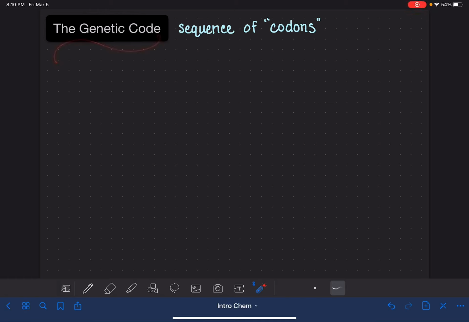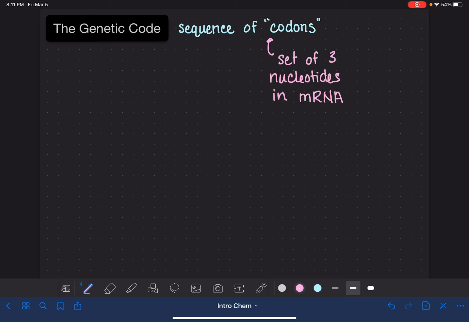The genetic code is a sequence of codons. A codon is a set of 3 nucleotides in an mRNA molecule. The nucleotides, we're just going to be identifying them by the 1-letter symbol for their base. So we would be identifying them as C or G or A or U because we're talking about mRNA. So every set of 3 nucleotides or 3 of these 1-letter symbols represents a codon.